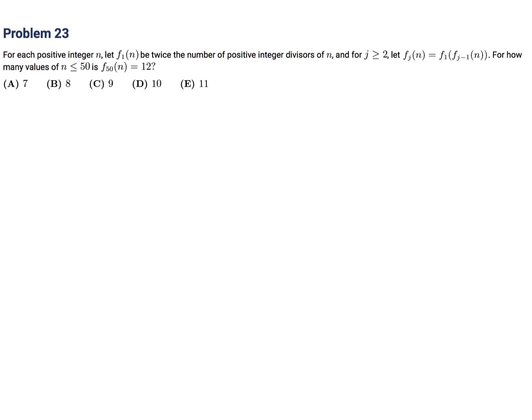For each positive integer n, let f_1(n) be twice the number of positive integer divisors of n. For j greater than or equal to 2, let f_j(n) equal f_1(f_{j-1}(n)). For how many values of n less than or equal to 50 is f_50(n) equal to 12? All right. So this is going to be very challenging, so I have to explain this very carefully.